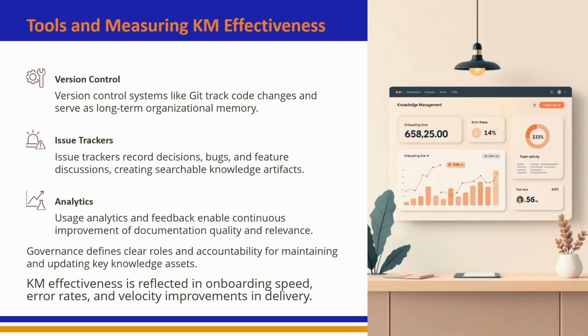In the next slide, we'll see the tools and measuring of the knowledge management effectiveness. It is the version control. Version control systems like Git track code changes and serve as the long-term organizational memory. Issue trackers record decisions, bugs, and feature discussions, creating searchable knowledge artifacts. And the third one is the analytics. Usage analytics and feedback enable the continuous improvement of documentation quality and relevance.